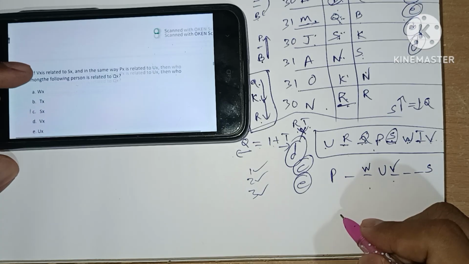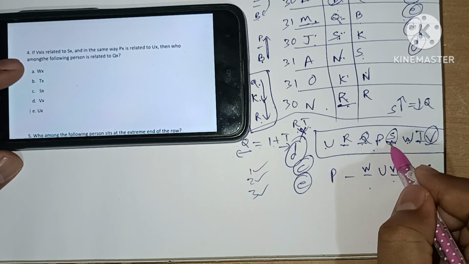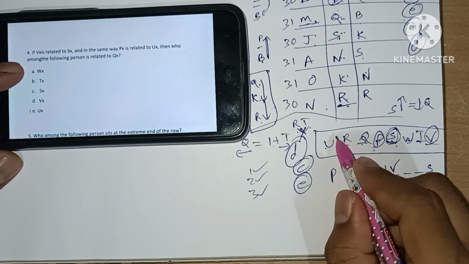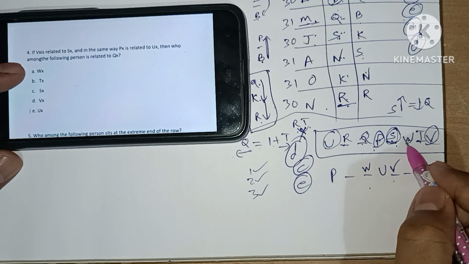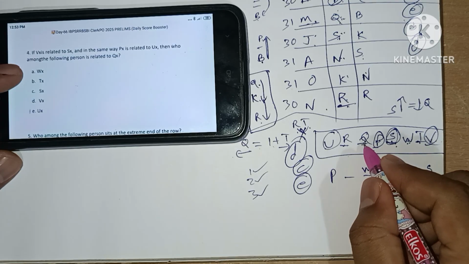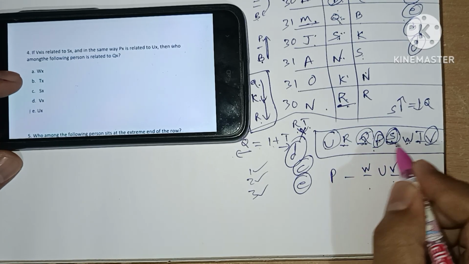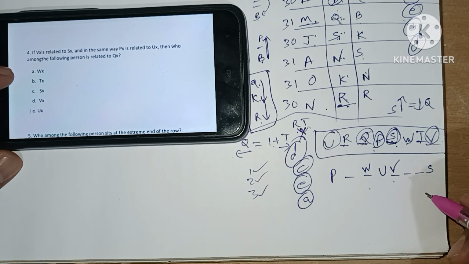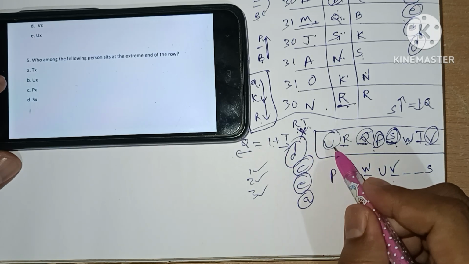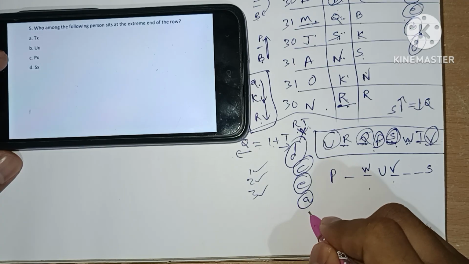Next, fourth question. If V is related to S, and in the same way P is related to U, leaving two persons in between, then who among the following persons is related to Q? For related to Q, the person will be W. Option A is our answer. Next, fifth question. Who among the following persons sits at the extreme end of the row? Either U or V. Here the option given is U. So the answer will be B.